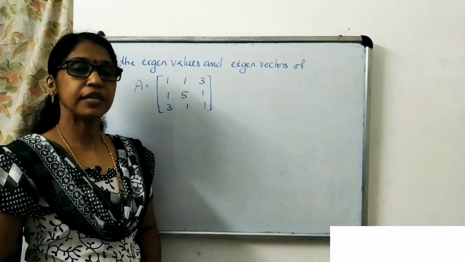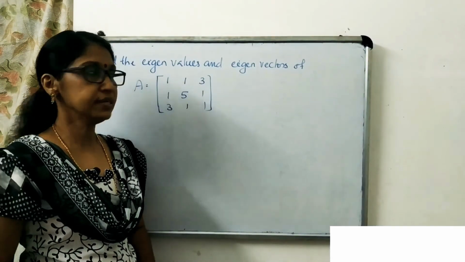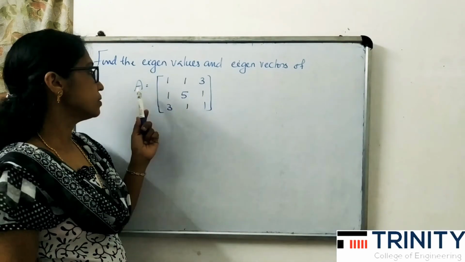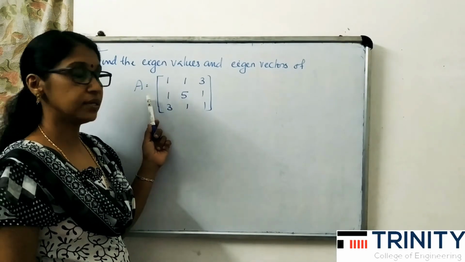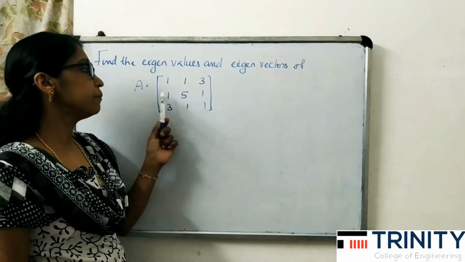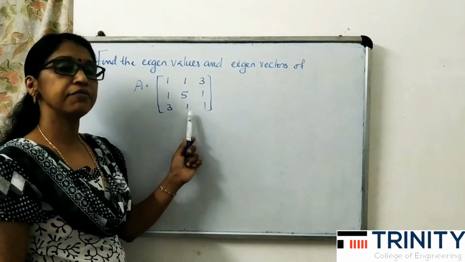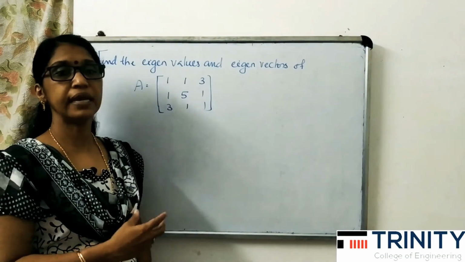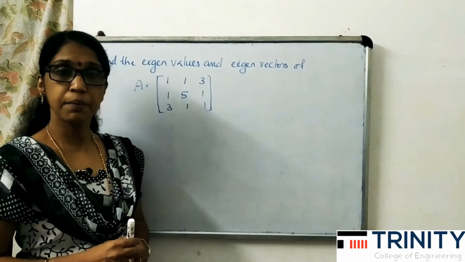Hi. Now the next question in eigenvalues and eigenvectors. The question is: find the eigenvalues and eigenvectors of a 3 by 3 matrix A equal to [1 1 3; 1 5 1; 3 1 1]. This is a 3 by 3 matrix, and we have to find the eigenvalues and eigenvectors of this matrix.